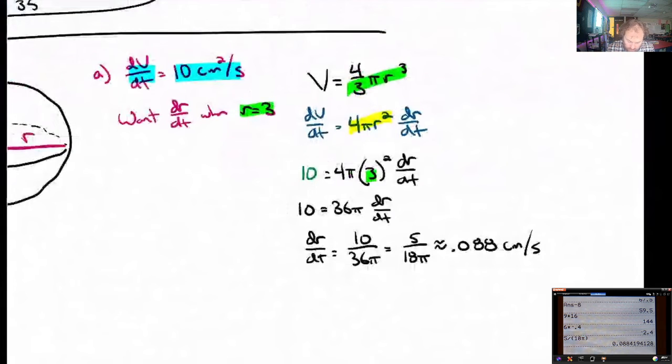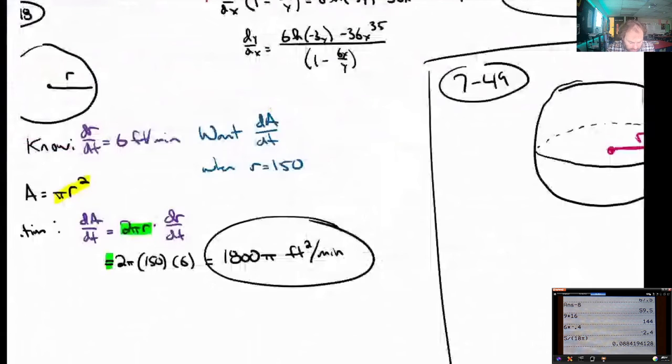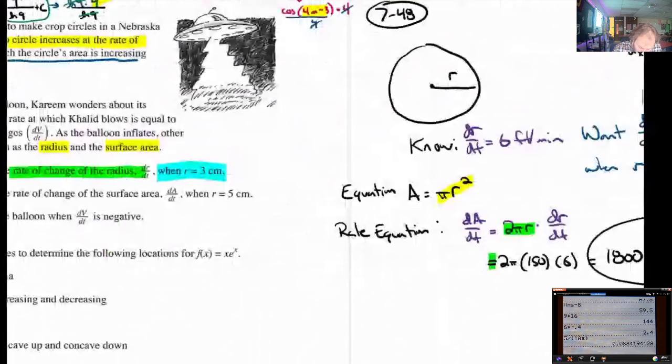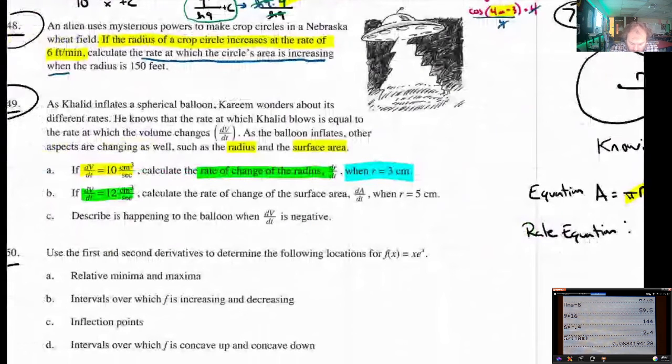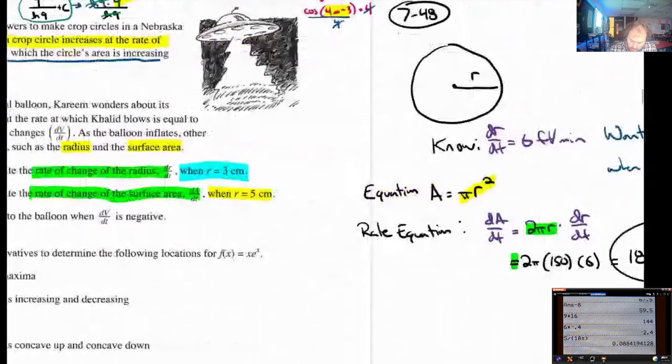Let's look at B also while we're here. B is going to tell us the same. Again, we know dV/dt, a different number, it's 12. This time we want the rate of change of the surface area when r is 5. So that might be a little more tricky to get. Let's think about that for a minute. This is for part B.